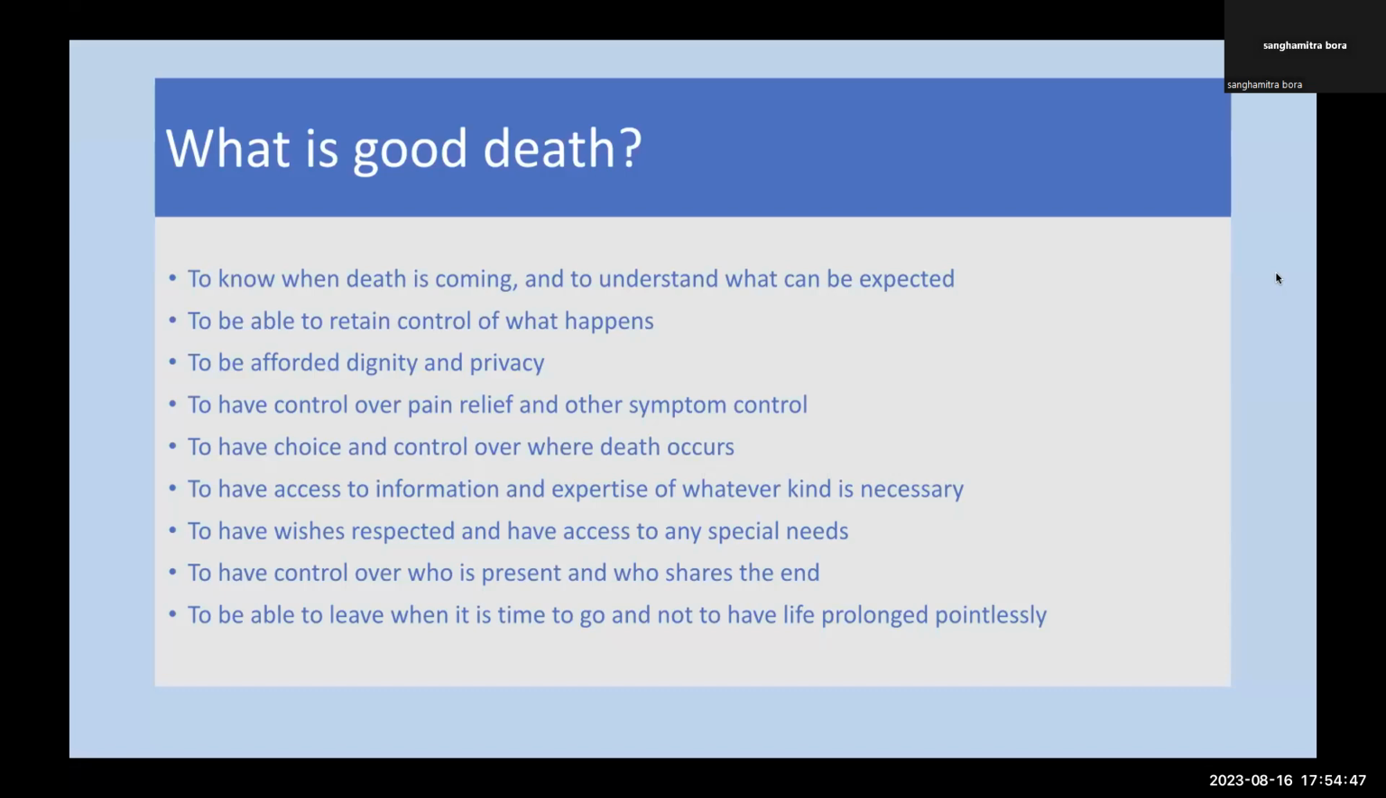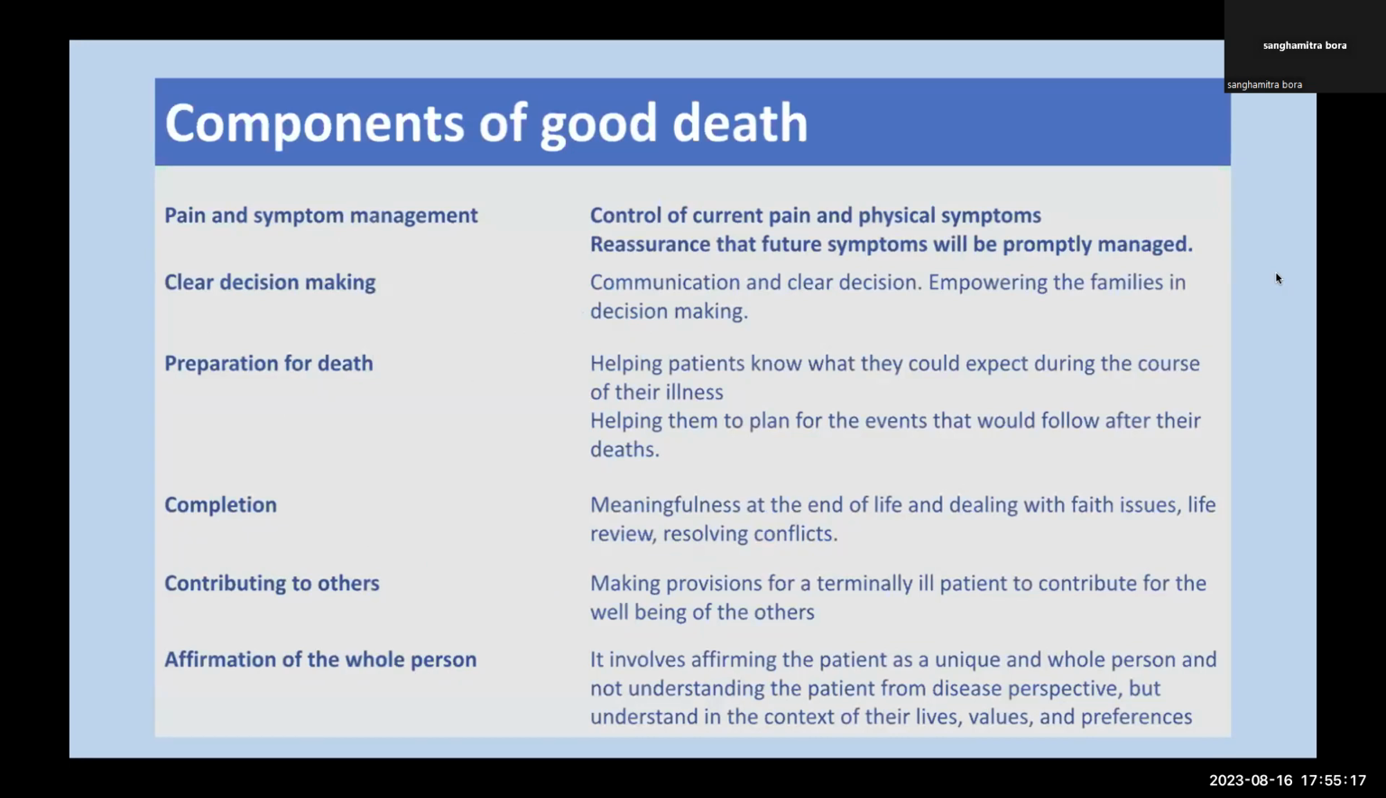One more important thing that I have missed here is the place of death, where the patient wants to die. There are many patients who would say, no, I want to die in the hospital. I would like to stay in the hospital forever. So that is also a choice of the patient that needs to be respected. So these are the various components of a good death.